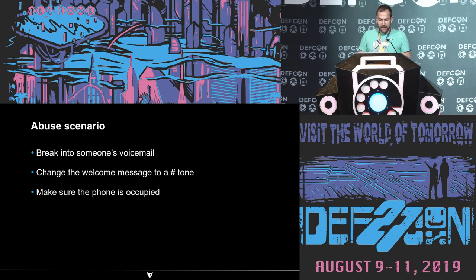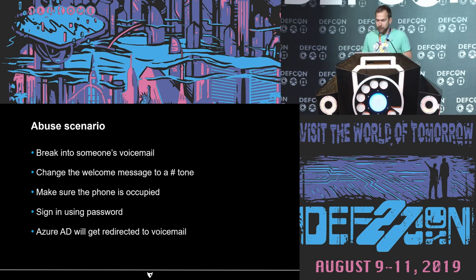Then you make sure that the phone is occupied. So when you're performing your sign-in, you call the victim and make sure their phone can't answer the call, and it will go to voicemail. You sign in using the password that you phished previously, or you found it in a leak somewhere. Azure AD will get redirected to voicemail, and it will authenticate you.